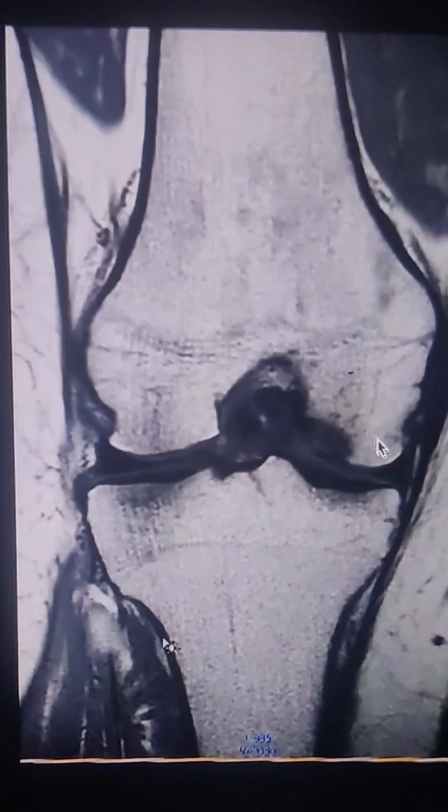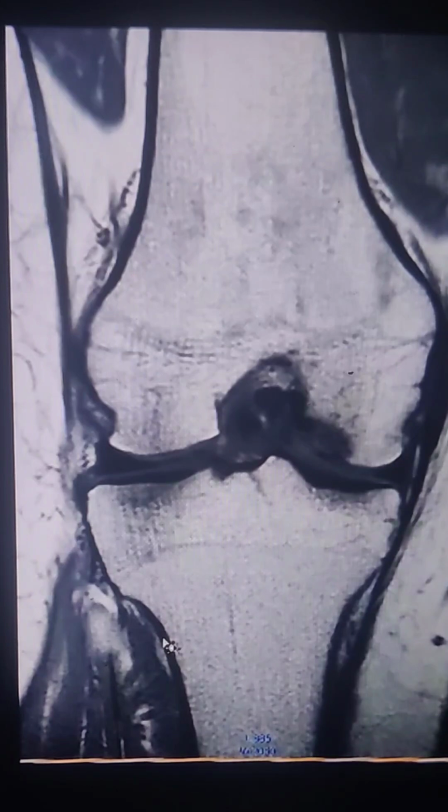So what we see here, this is the lower end of the femur, this is the lateral condyle, this is the medial condyle, and here we have the proximal part of the tibia, the lateral tibial plateau, the medial tibial plateau, and here we have the intercondylar notch. This is a 17-year-old male who presented to us with knee pain and a history of trauma a few days back, and after that trauma he was continuously having pain.